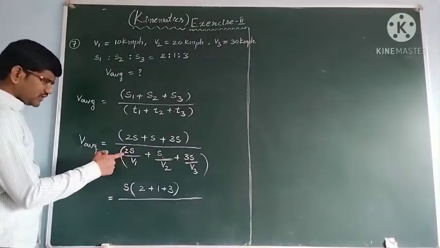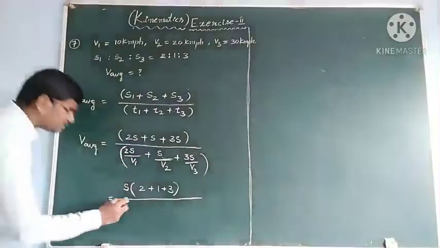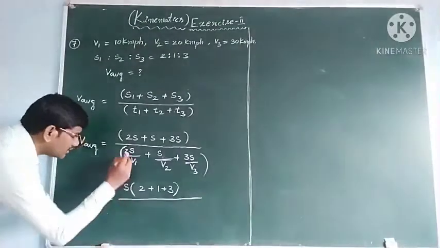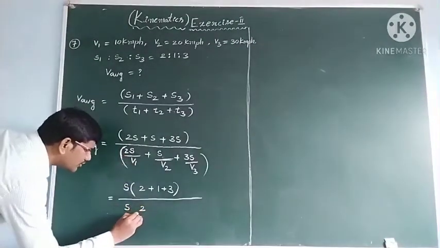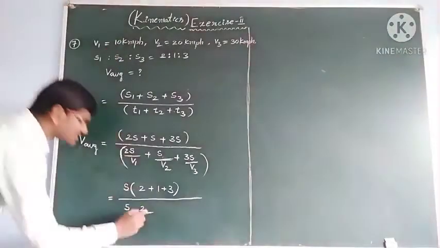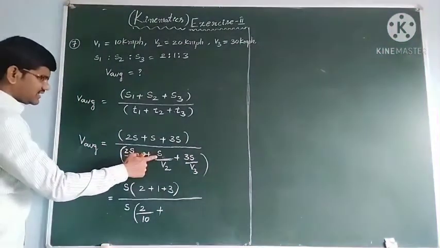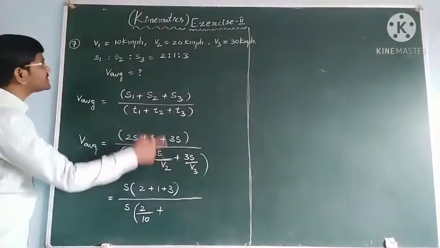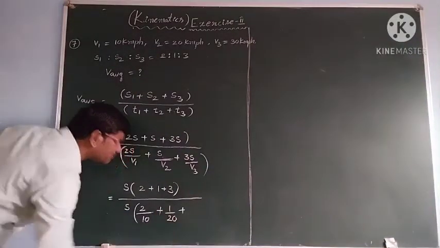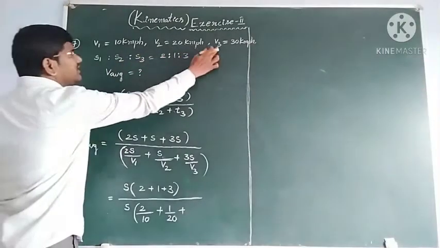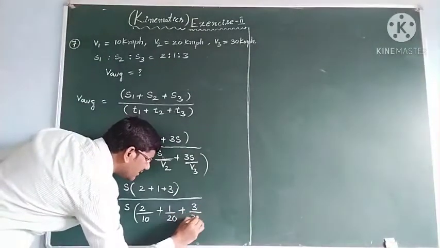Now again take s common here. What is left? 2 by V1, and V1 is 10. Next, again taking common, 1 by V2 is left. V2 value is 20, so it becomes 1 by 20. Plus V3 is 30, again taking common, so it becomes 3 by 30.